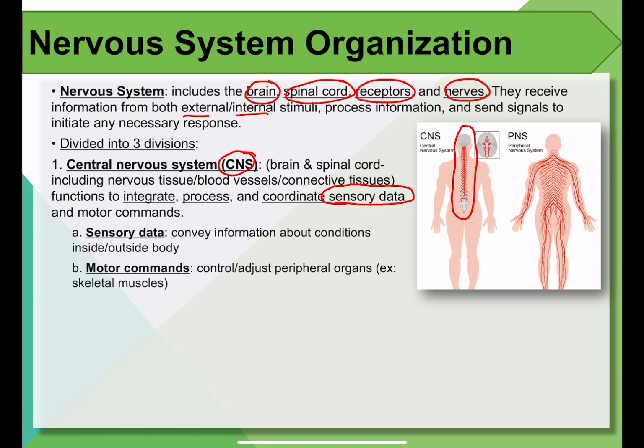And hence, there are 2 separate groups of information related to the central nervous system. What we mean by sensory information is what we call sensory data, which is conveying information about conditions inside and outside of the body. For example, we're sensing something cold, we touch something hot, we touch something that's painful. Those are all sensory data that's coming in towards the central nervous system.